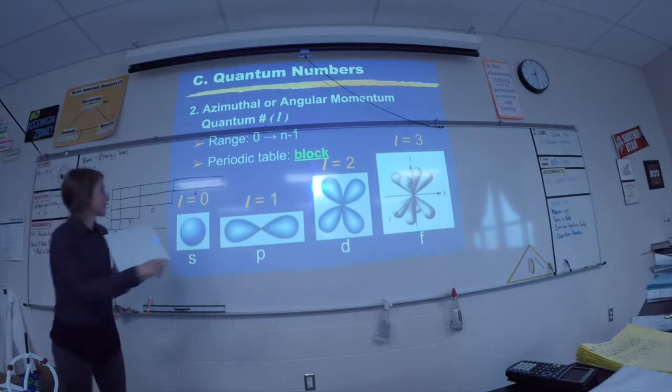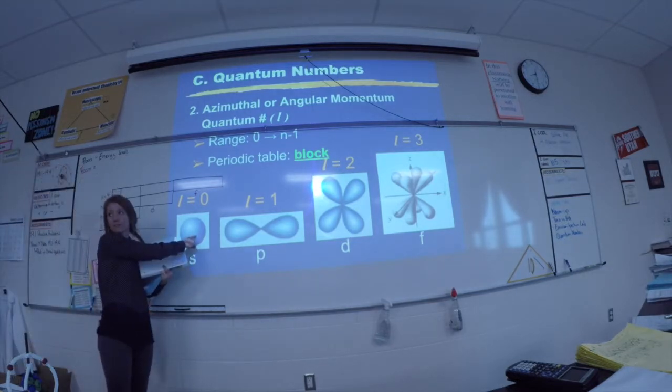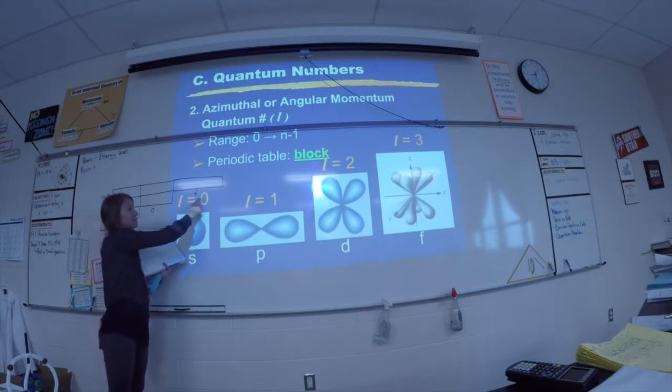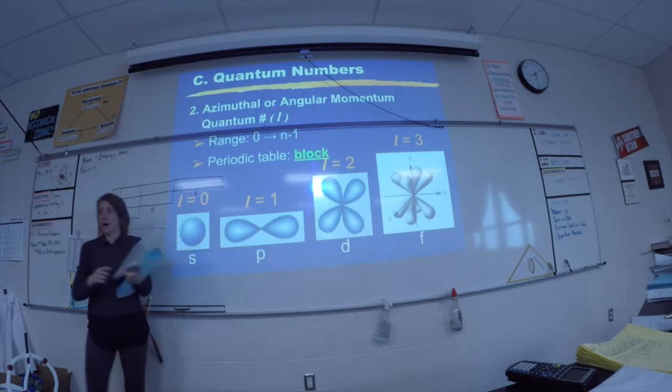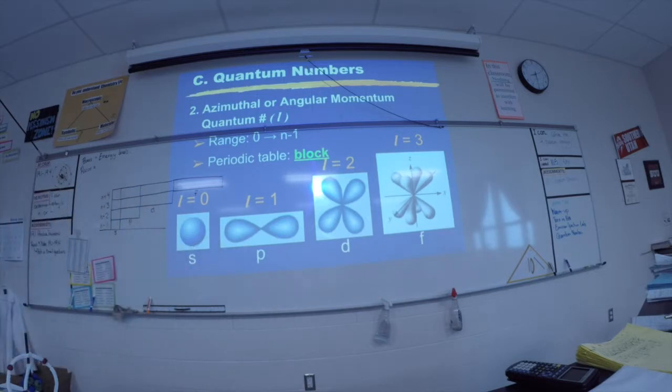So do you see your picture that has these shapes on your notes? Next to those shapes, write these designations. So this shape is L equals 0, this one is L equals 1. So label those on. Okay.